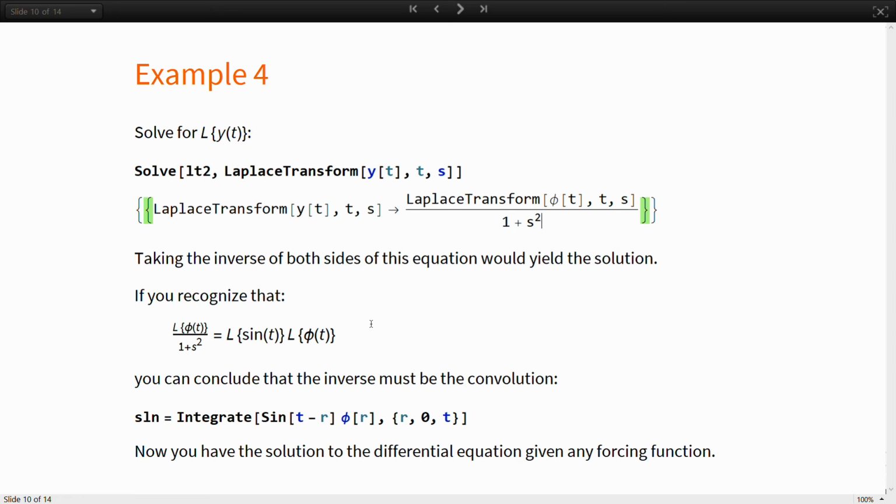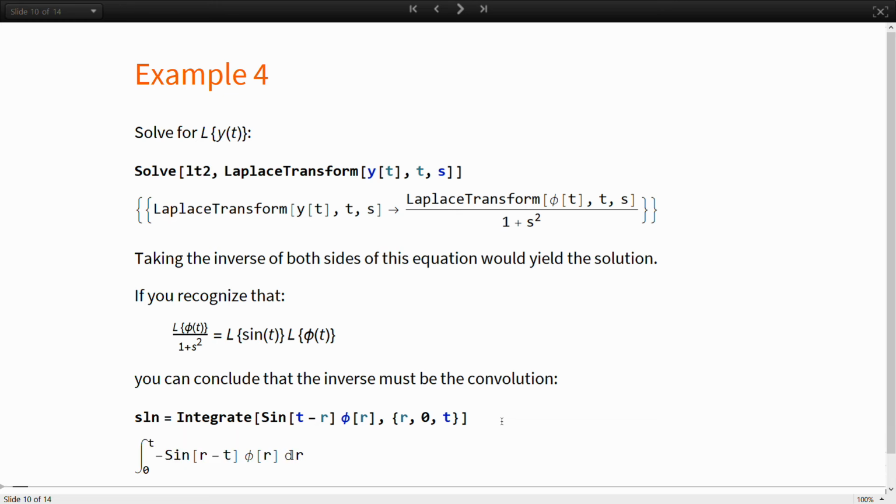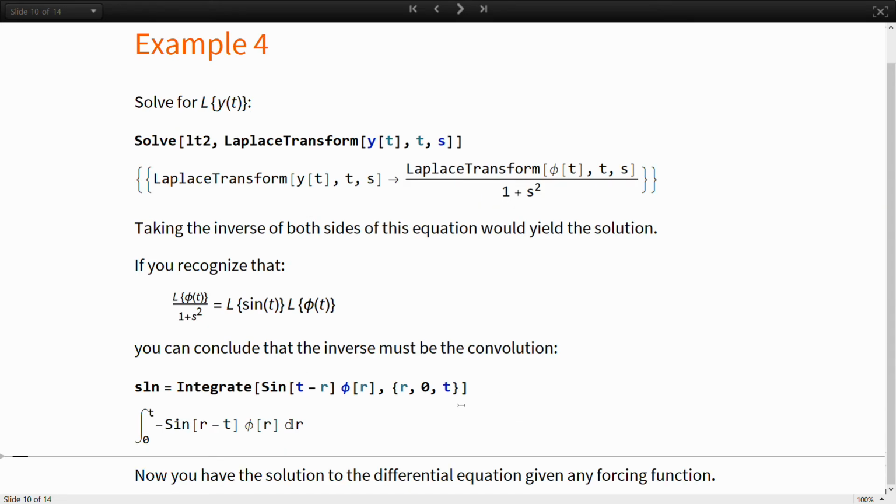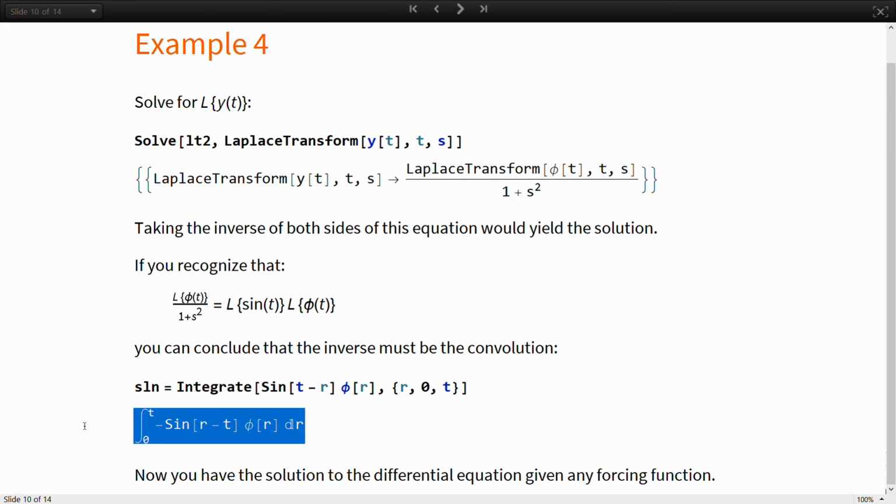The solution is then obtained by using the convolution theorem, since the transform of the product of two functions is equal to the Laplace transform of their convolution. Therefore, the solution to this initial value problem for any function phi at t can be obtained by evaluating the integral here.